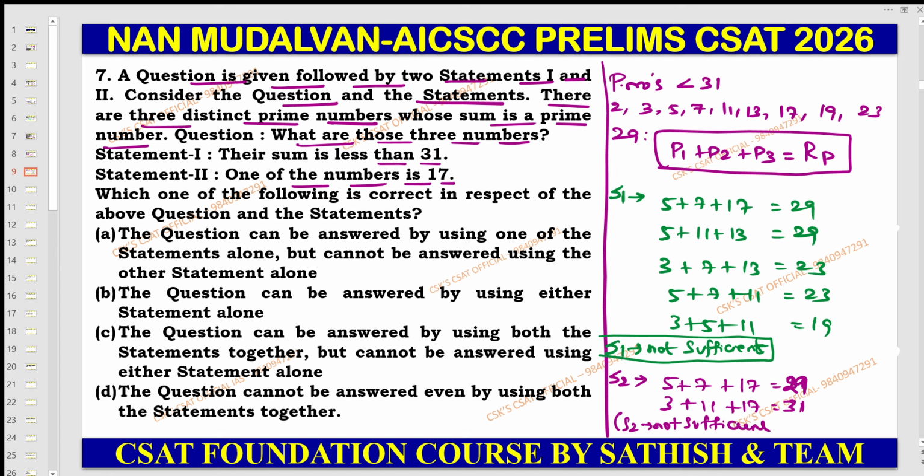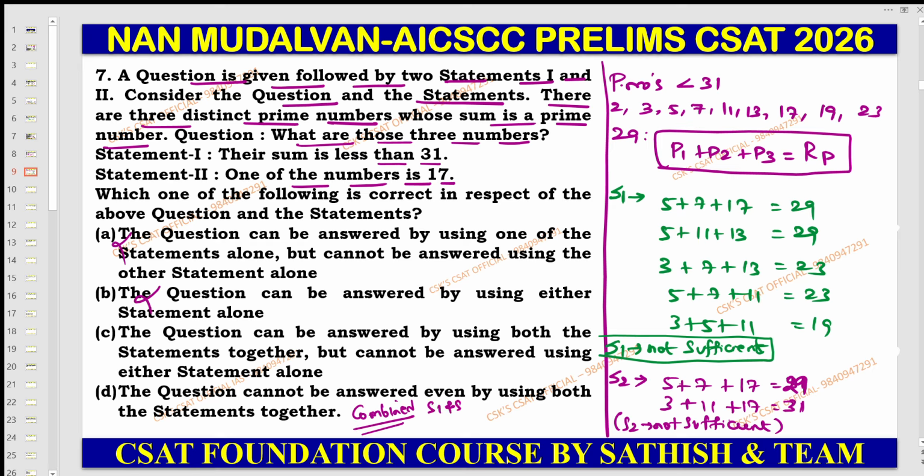So therefore we can go with elimination first. So B is eliminated. Now, either statement alone, no. So eliminated. So next, let us see the combined. Listen, combined.